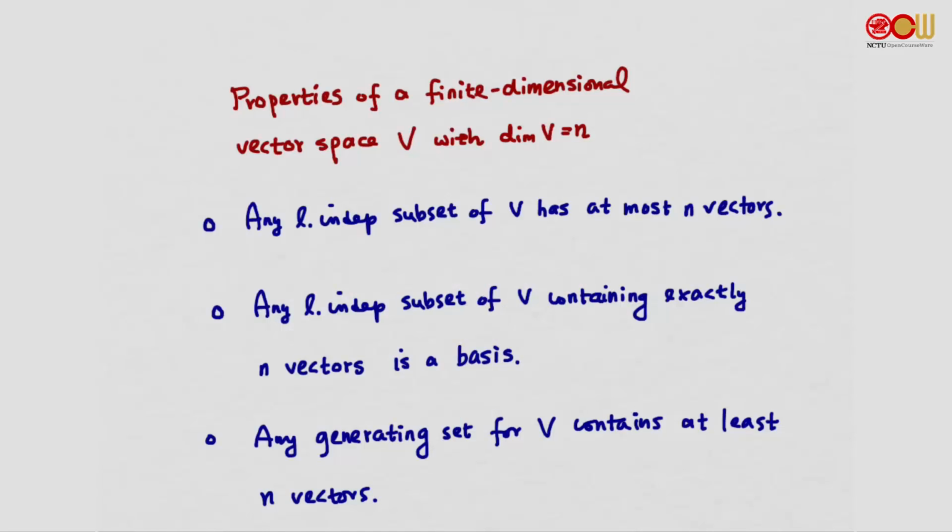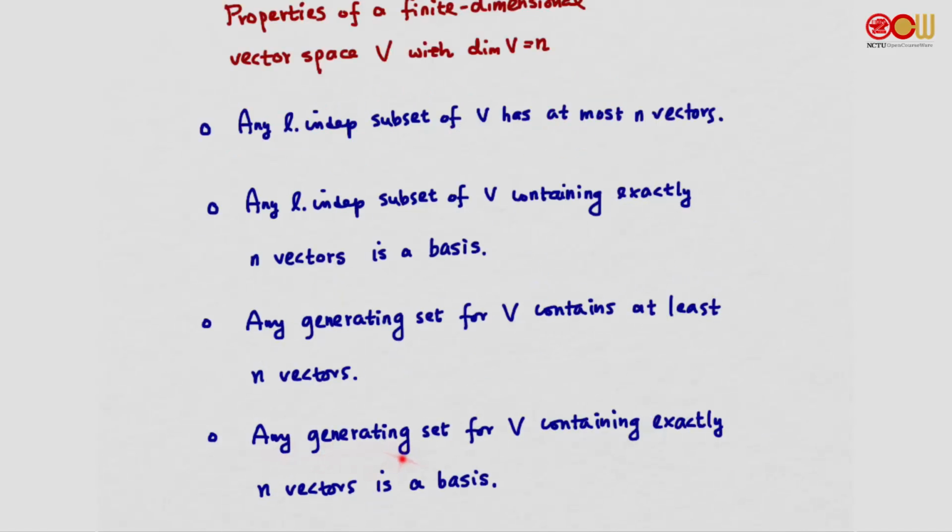A finite dimensional vector space V with a dimension equal to n is very similar to Rn. For example, any linearly independent subset of V has at most n vectors, and any linearly independent subset of V containing exactly n vectors is a basis. And any generating set for V contains at least n vectors, just like Rn. And any generating set for V containing exactly n vectors is a basis.